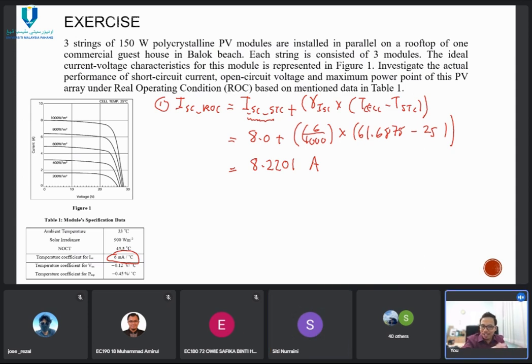Alright. So we get already ISC ROC. My question, this is the final answer? Okay. Nizaruddin, is this 8.2201 amps the final answer for this part? I mean for short circuit current here. Is it final answer? Ya kot. Okay. Betul? Ya. Betul. Okay. Tak apa, saya tanya orang lain juga.